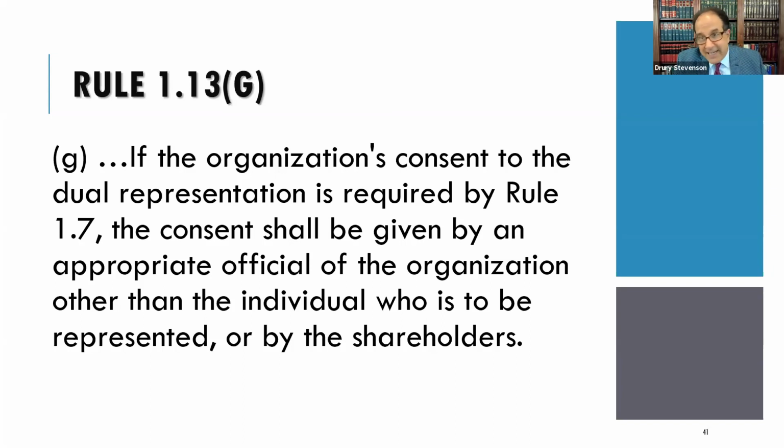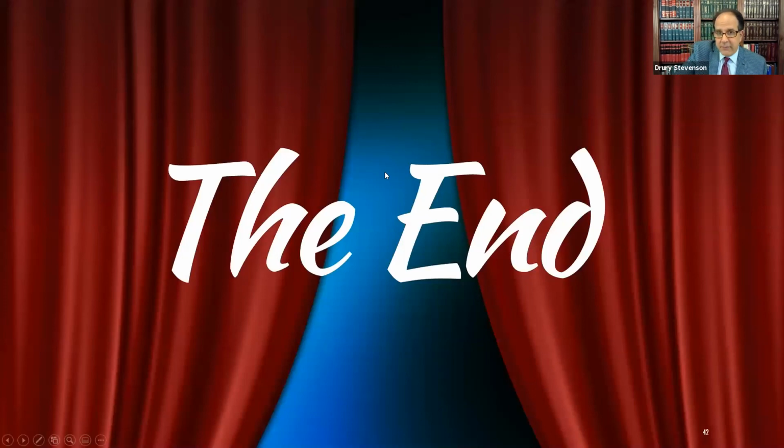In other words, it doesn't make any sense that we would have one person consenting on behalf of themselves and another client to a conflict of interest. Find someone else from the board of directors, a representative of the shareholders or something like that, who is going to be able to provide informed consent to the conflict of interest. And that concludes our lectures on Model Rule 1.13.